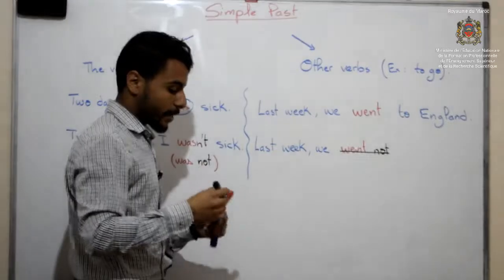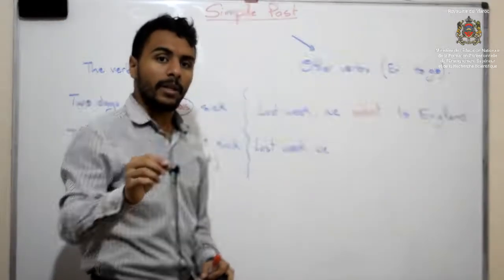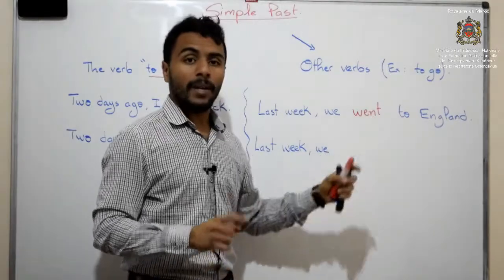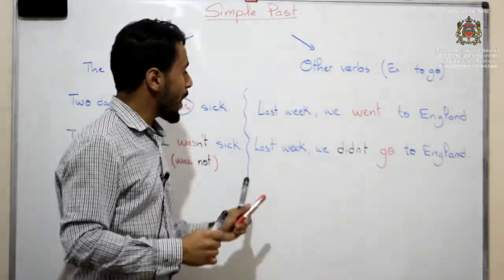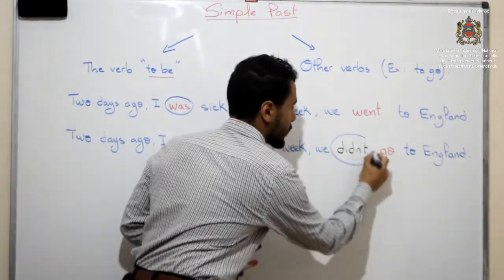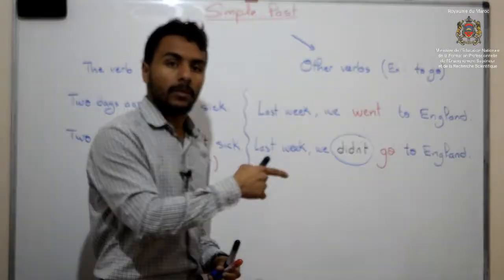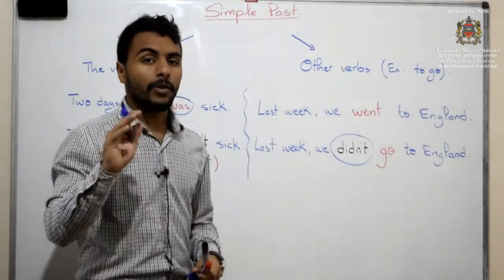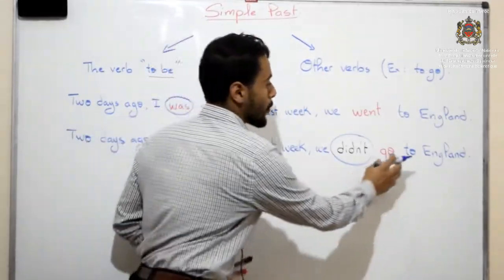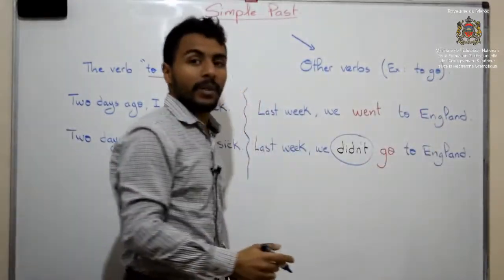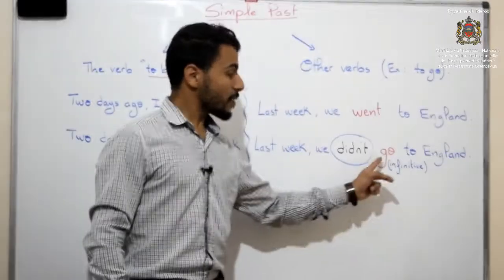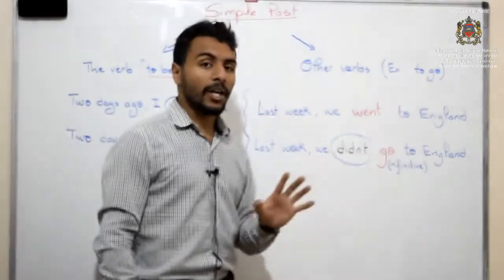Not correct. What we have to do is bring another verb that can help the verb go in negative. And you have to say, last week we didn't go. It's not didn't went. Don't say didn't went, say didn't go. Put the verb back to infinitive. So add didn't plus the original verb and don't change the verb.